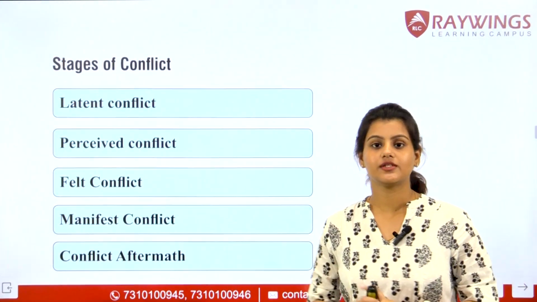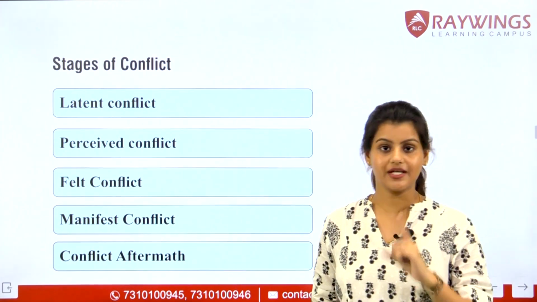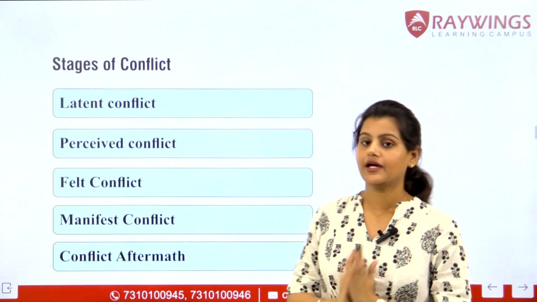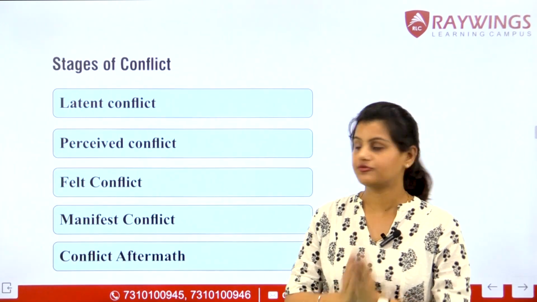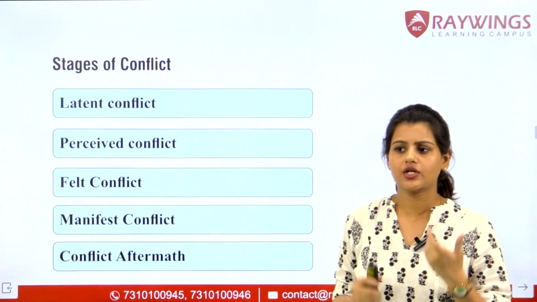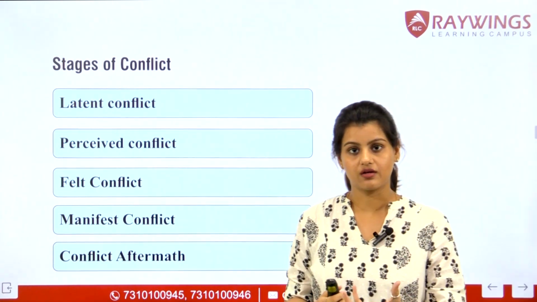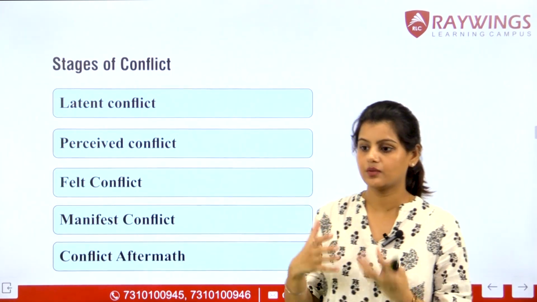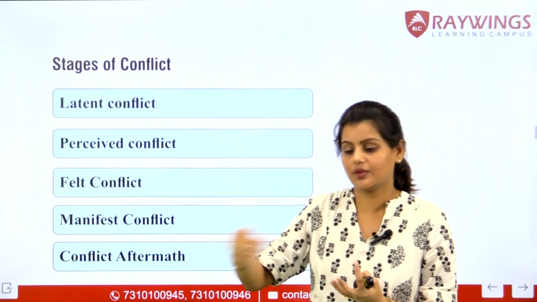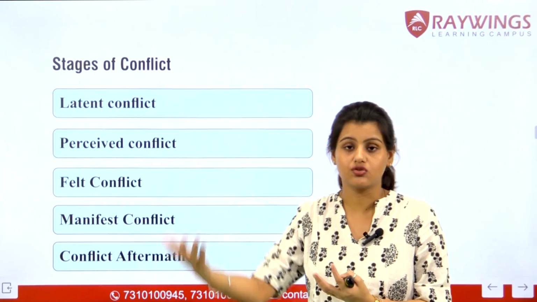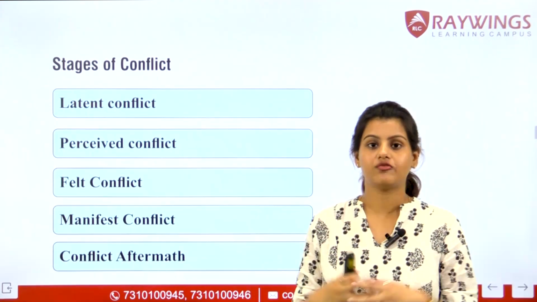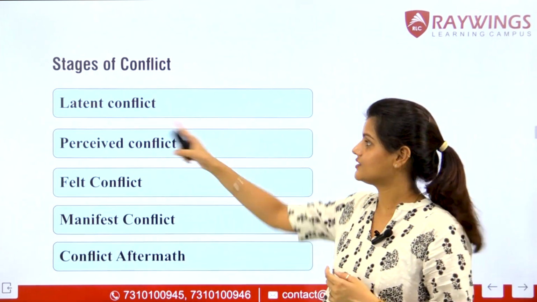Now, next on the slide, we'll be talking about stages of conflict. So there are certain stages of conflict. We'll be discussing them one by one. The first is latent conflict. So this is a stage in which the person is not aware of the conflict. Basically, the person doesn't actually know that there can be a situation, maybe this kind of a disagreement might lead to a conflict in the future. So people are not aware of a conflicting situation in this first stage.